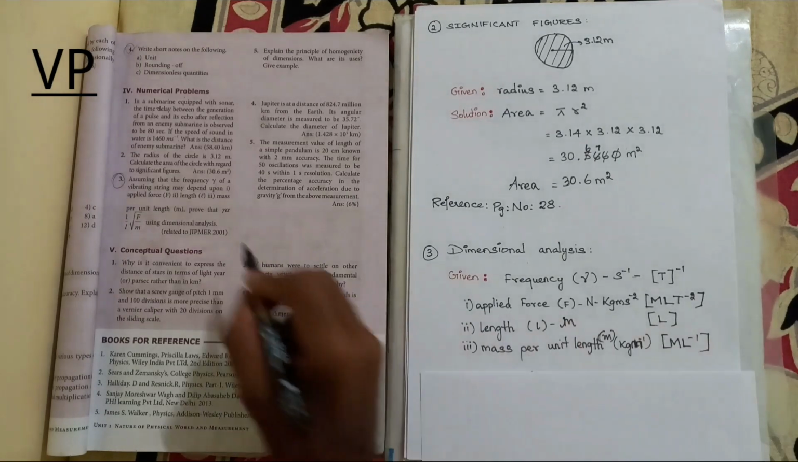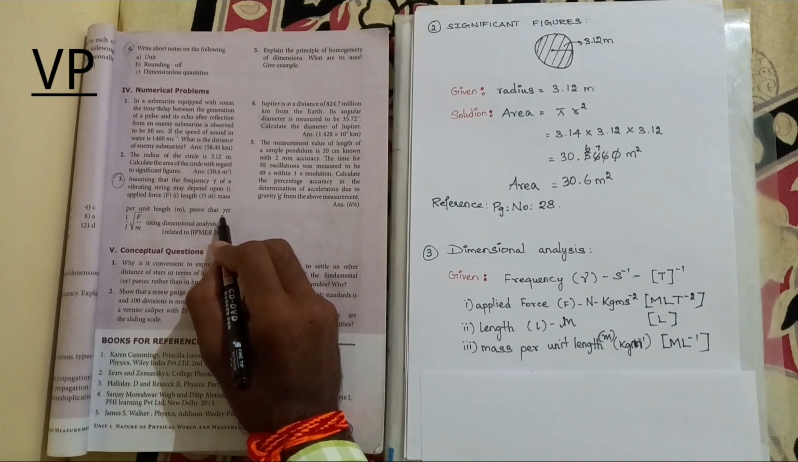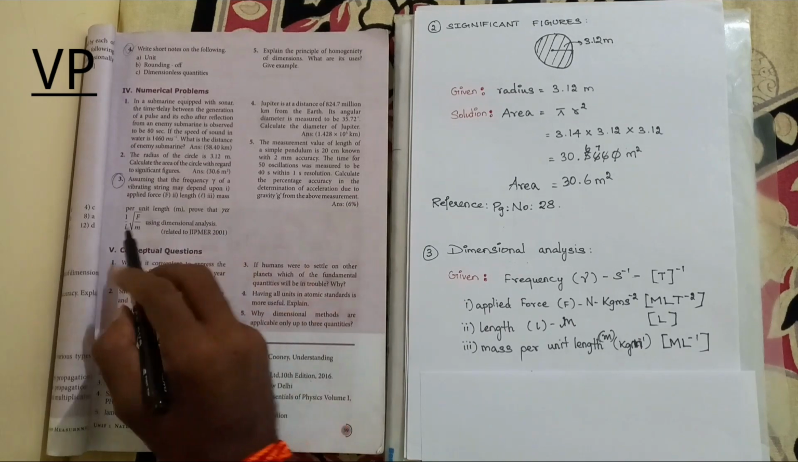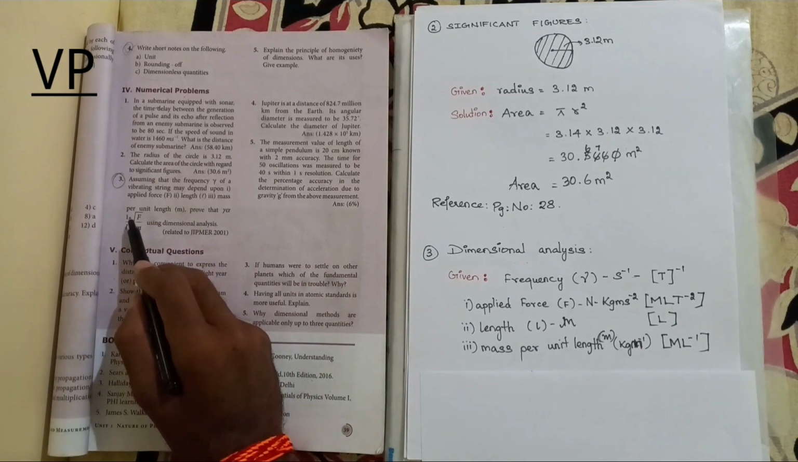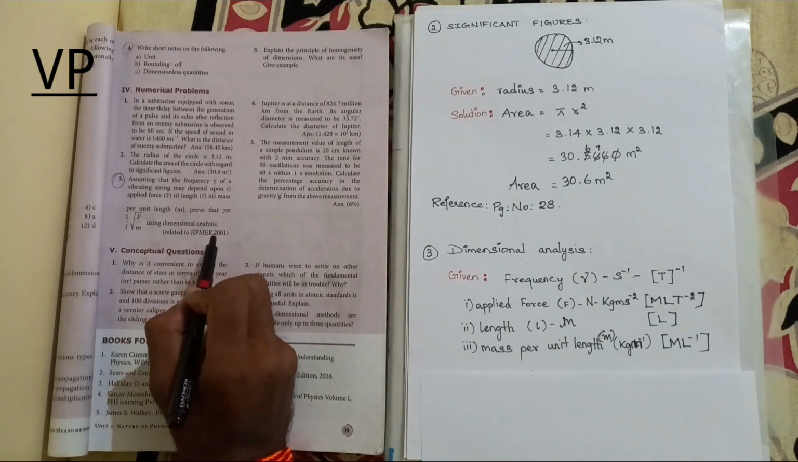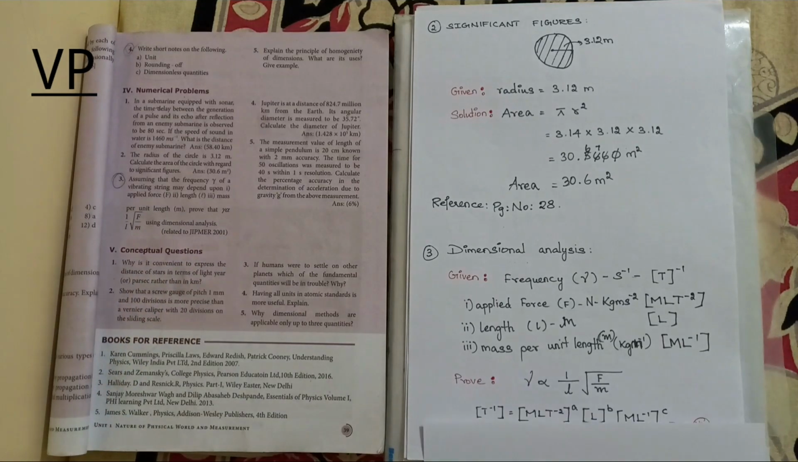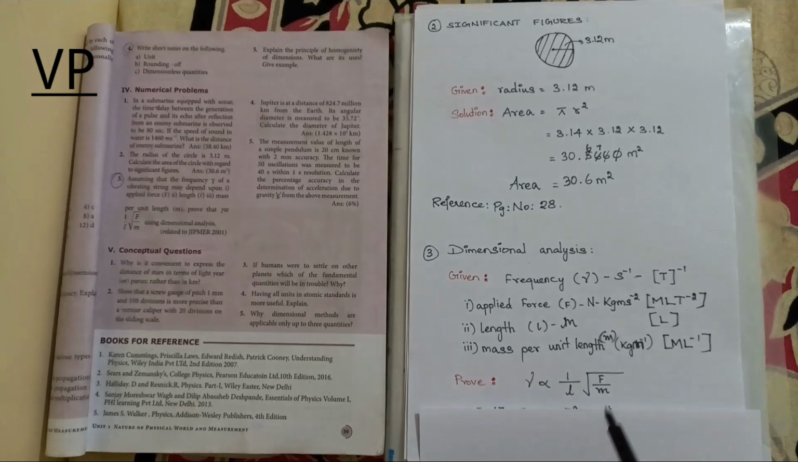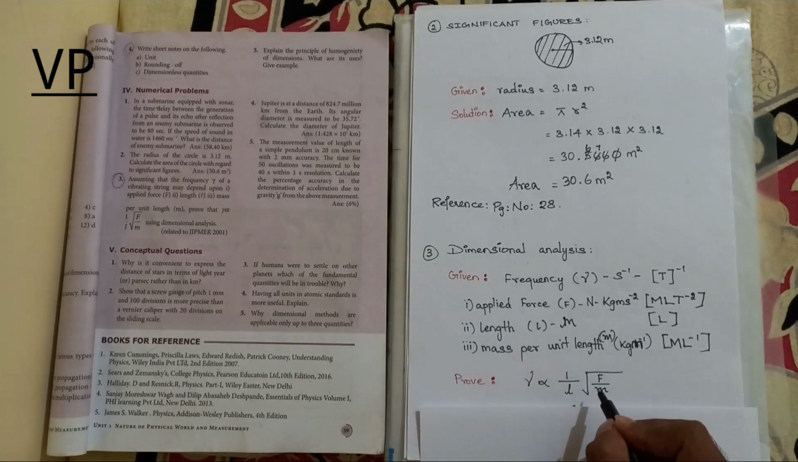And we are asked to prove that the frequency nu is proportional to 1 by L into root of F by m using dimensional formulas. So we shall prove this equation, that is nu is proportional to 1 by L into root of F by m, using dimensional formulas as follows.